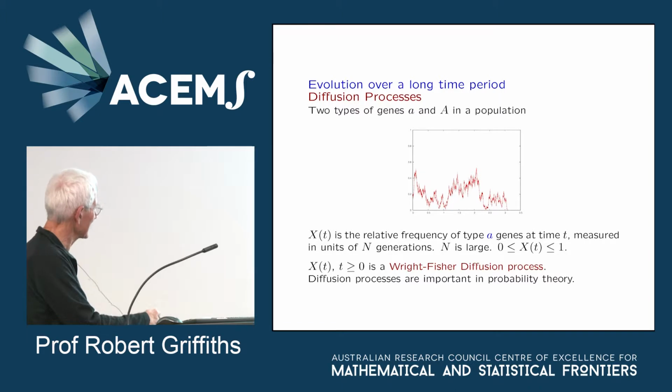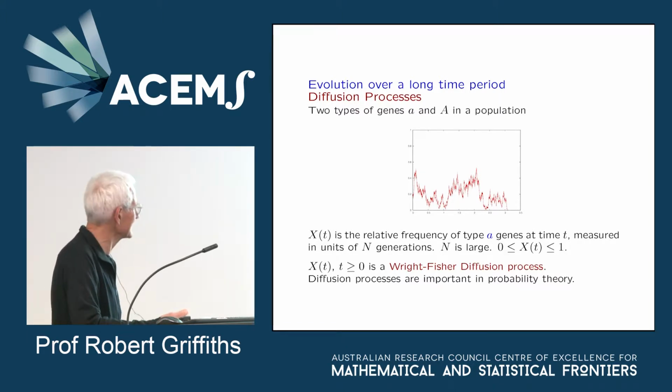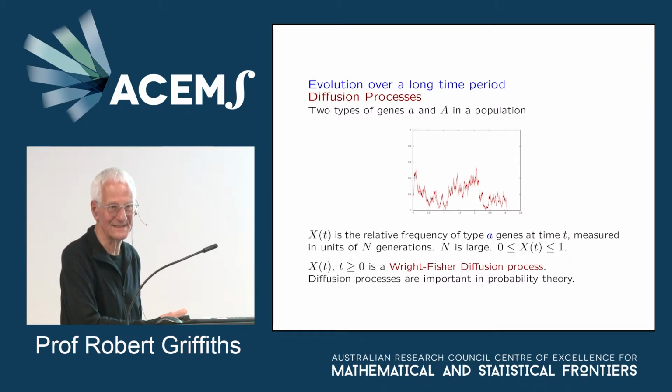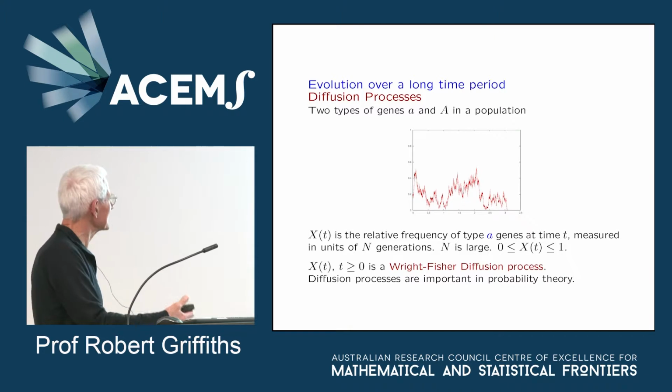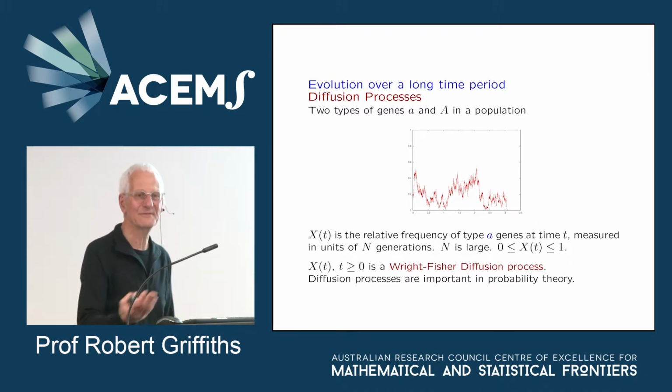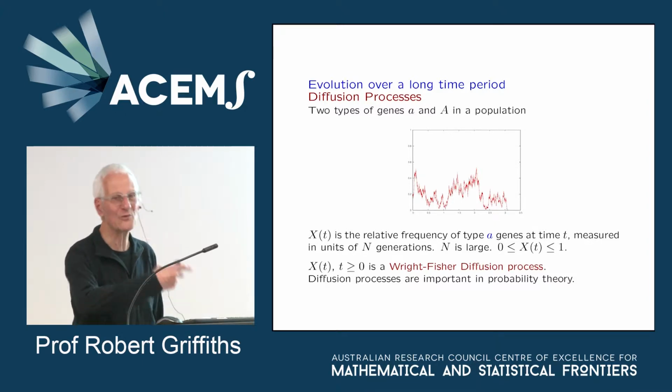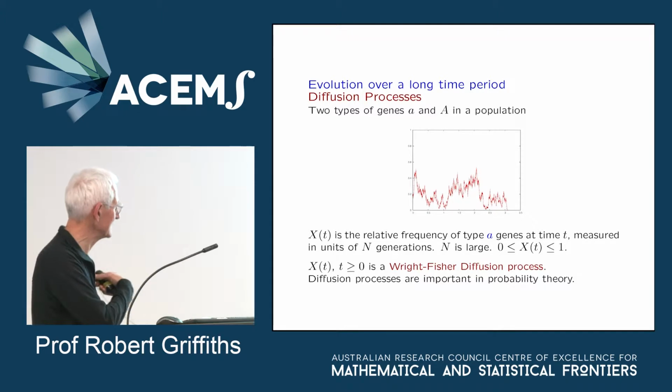So x of t like this is called a diffusion process, and this is the kind of thing that mathematicians study. They're interested in functions like this. And so you can think of x of t as a random function. It's not just a single random quantity, it's a whole function that's random. And this is one simulation of it.